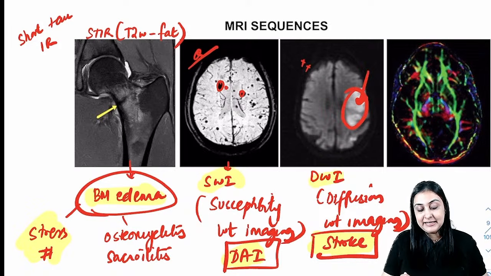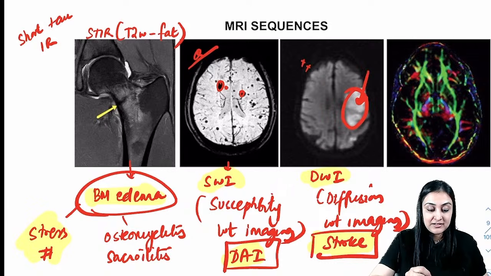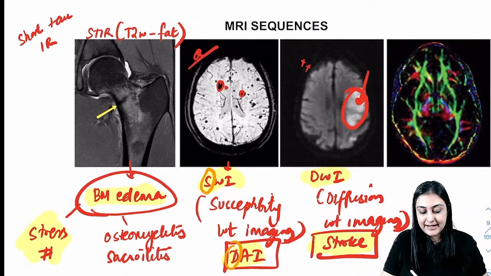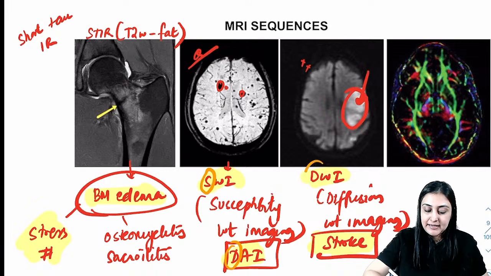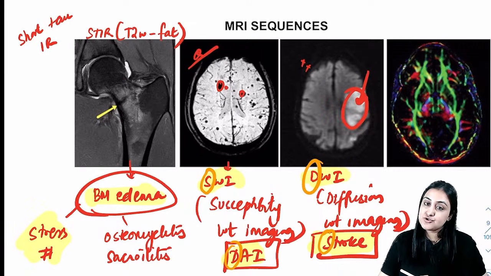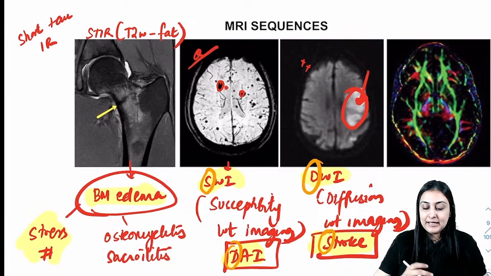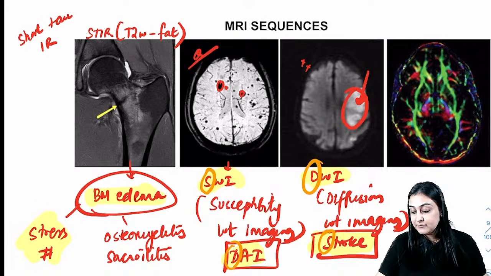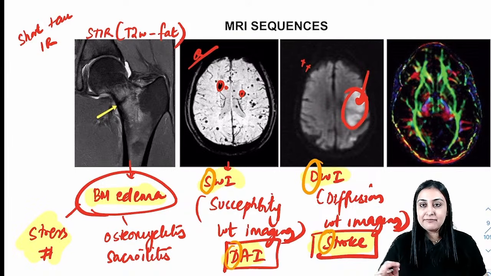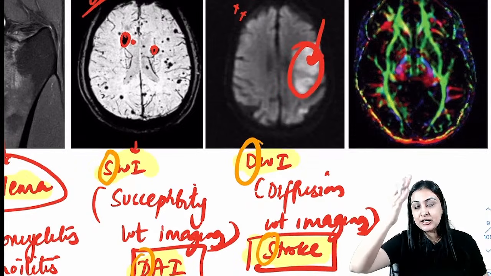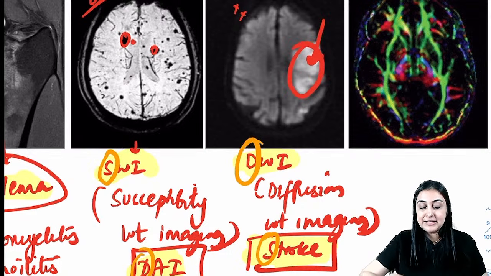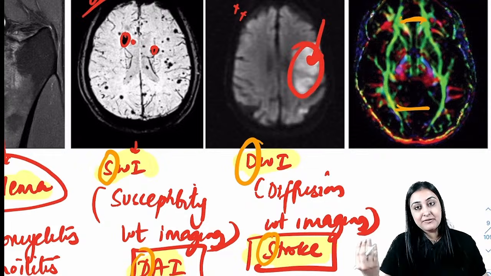It's going to be DWI. So now notice here, how do you remember this? Wherever there is S, D goes with it. SWI best for DAI, DWI best for stroke. Will you remember this? S and D go together. Okay. And finally, some color in the world of black and white. Color has come. We have white matter which is coded by color according to their direction. Anterior to posterior we gave green, right to left we gave red, top to bottom we gave blue.